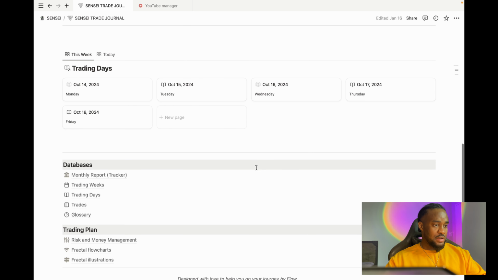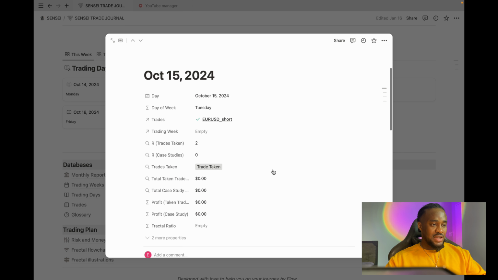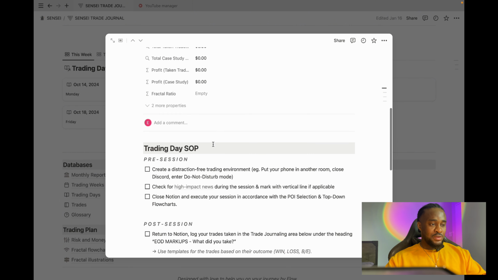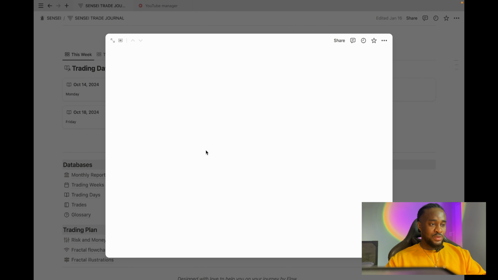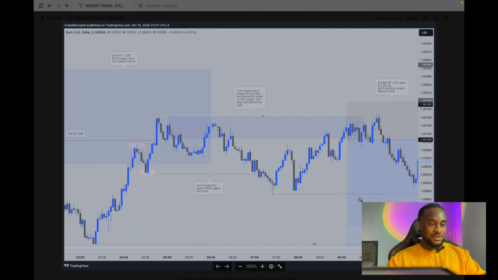and Tuesday, same thing. On Tuesday I took a win on Euro USD. I took a short and I bagged 2R. Now in this trade right here, it was actually 3R. I bagged 3R, but I took partials and I had to journal it as well.